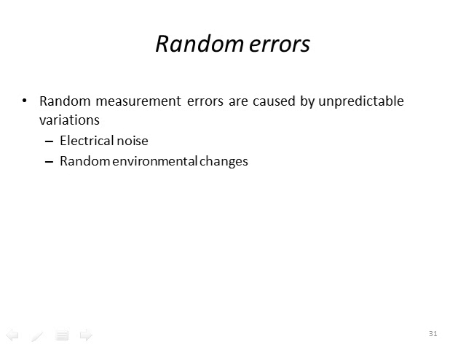So let's look at now random errors. Random measurement errors are caused by unpredictable variations. So they always exist. We can never get rid of them, but we can reduce them by doing multiple measurements. These are electrical noise and random environmental changes. Thermal noise, for example.